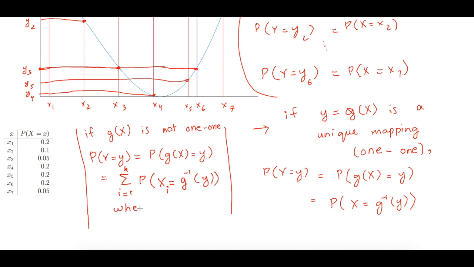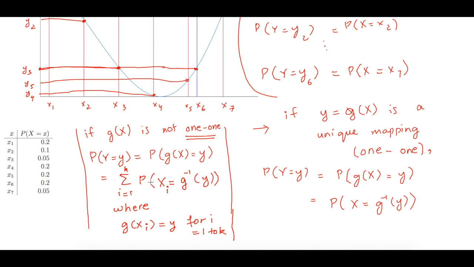where g of xi's, they're all equal to y for i is equal to 1 to k. So what it means is that in exactly this situation, we have k is equal to 2 here, where 2 of the x values map to one y value. Okay. So in this case, we'll just add them. We just find the number of x values for which we have one y value, and then we add the probabilities.